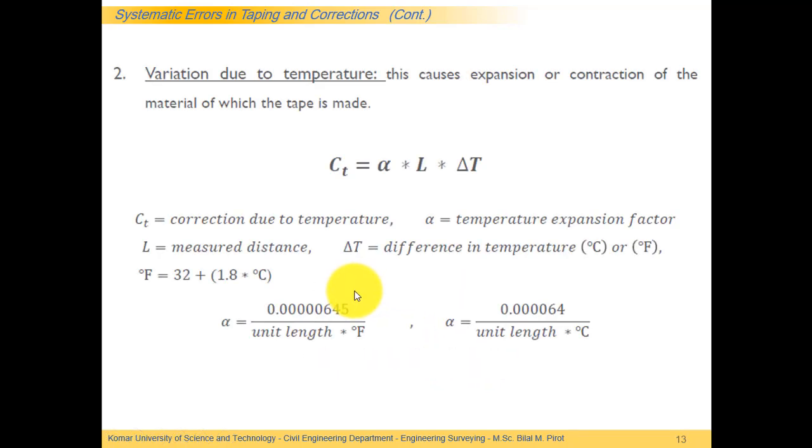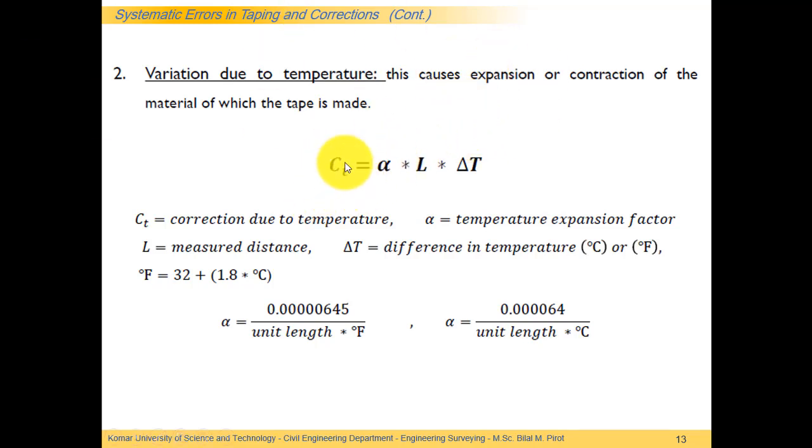We have a second type of error that we can correct by using formulas or mathematical corrections. The second one is the variation due to temperature. As you know, especially in summers, the tape length may change. They may be lengthened due to the temperature increase. So in this case, we have a formula.